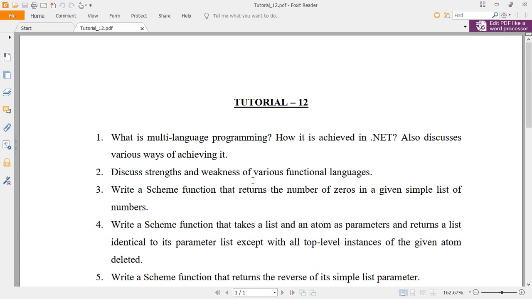We have seen so far single language programming, either C++, Java, Python, or C programming, or functional programming like Scheme, or Prolog programming in logic programming. But what is this multi-language programming? The name itself tells you that it means using multiple languages in one application. This is what they call multi-language programming.